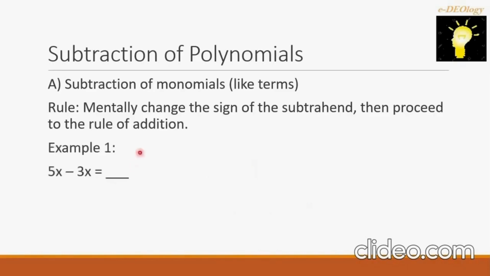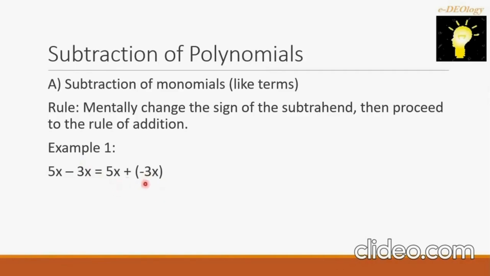So let's have an example 1, 5x minus 3x. For the 5x, that is the minuend, we simply copy that here. Look at the 3x here, this is our subtrahend, so the 3x becomes negative 3x, and the minus sign becomes plus. And then we will apply the rule of addition.